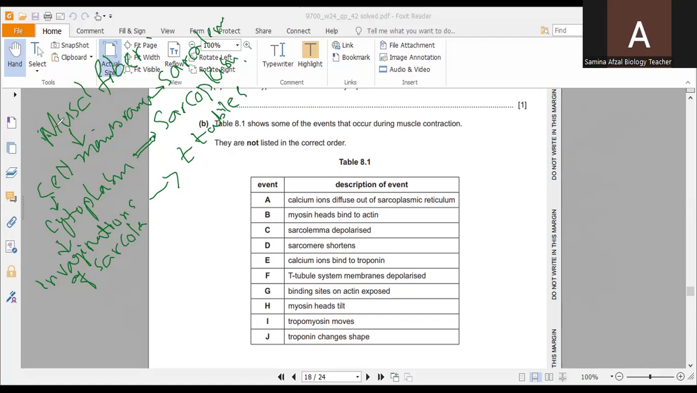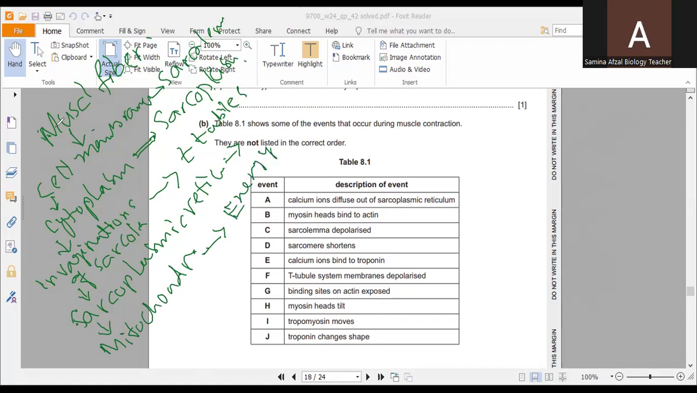And then there is the sarcoplasmic reticulum, just like the endoplasmic reticulum in a germinal cell. The sarcoplasmic reticulum's function is to store and release the calcium ions, which play a crucial role in muscle contraction. Many mitochondria are present which produce energy in the form of ATP for muscle contraction. And then myofibrils are also there.